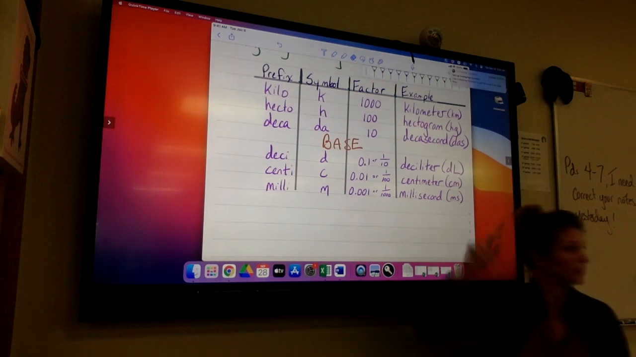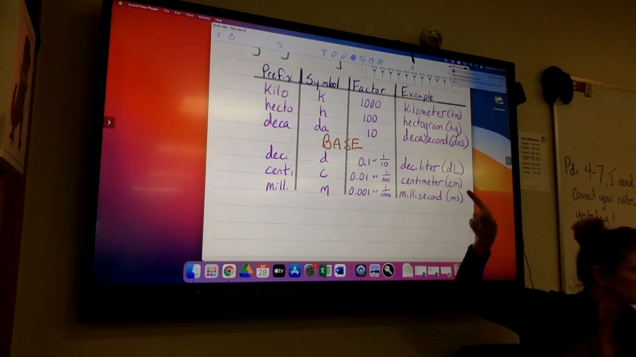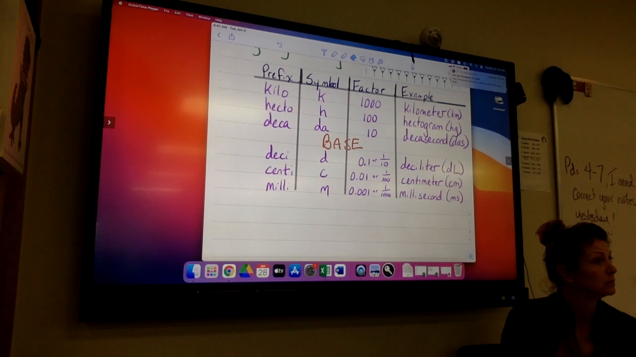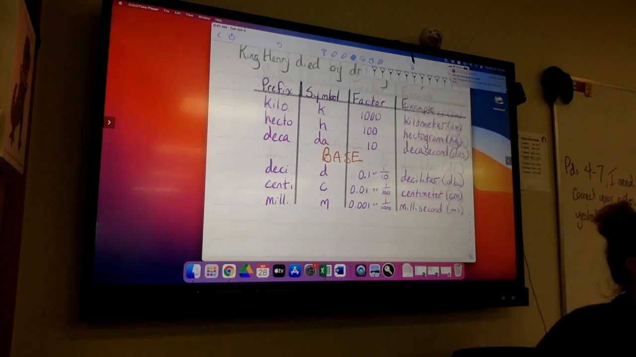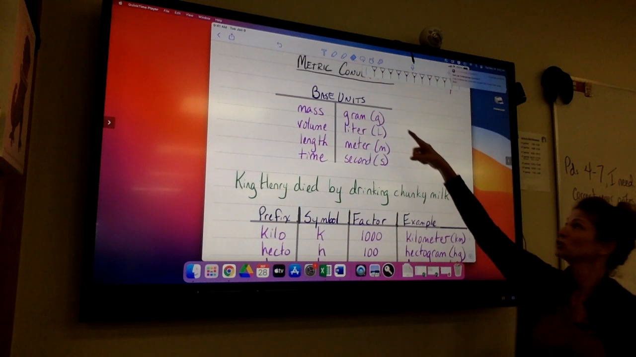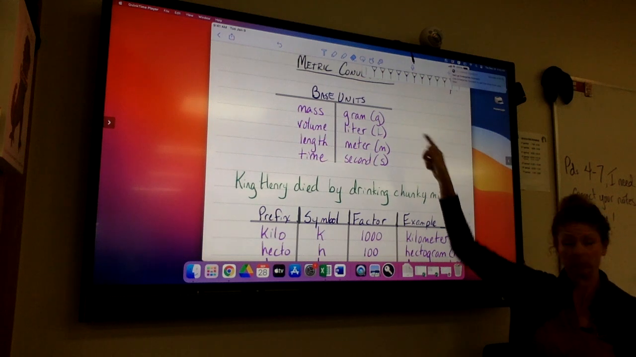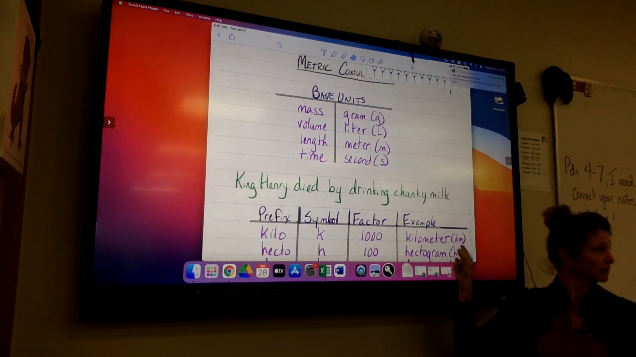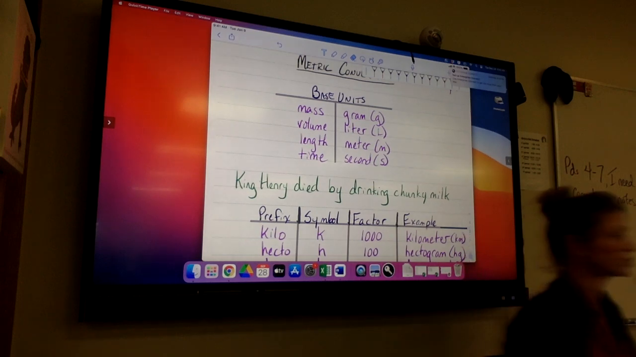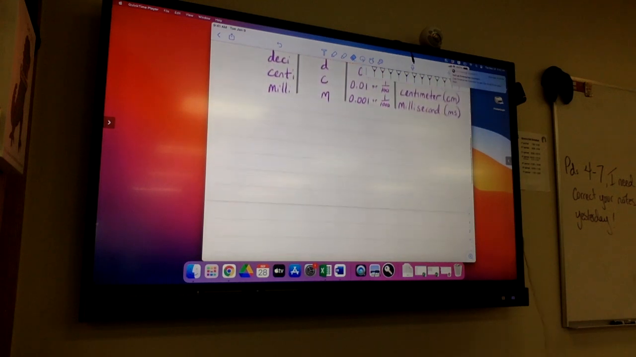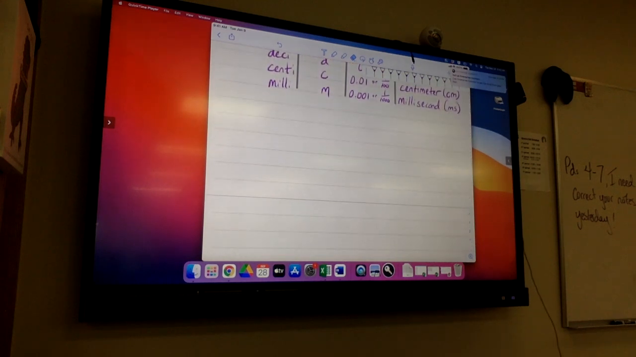And what does the base stand for? 1 what? You're right. 1 what? How are you going to know you're looking at a base unit? When it's just the plain letter. Just G or just M without another letter in front of it. Yes? Easy? Okay, let's start making this happen, because now we need to convert some stuff.